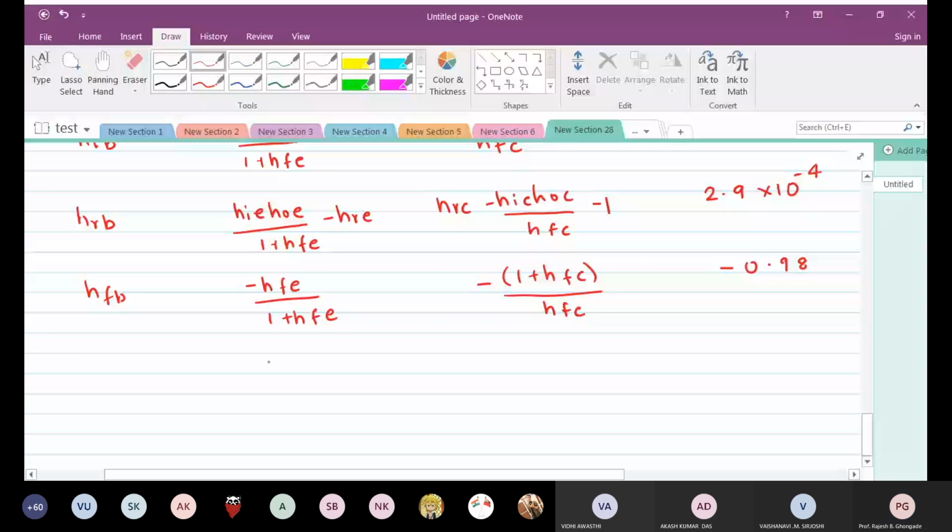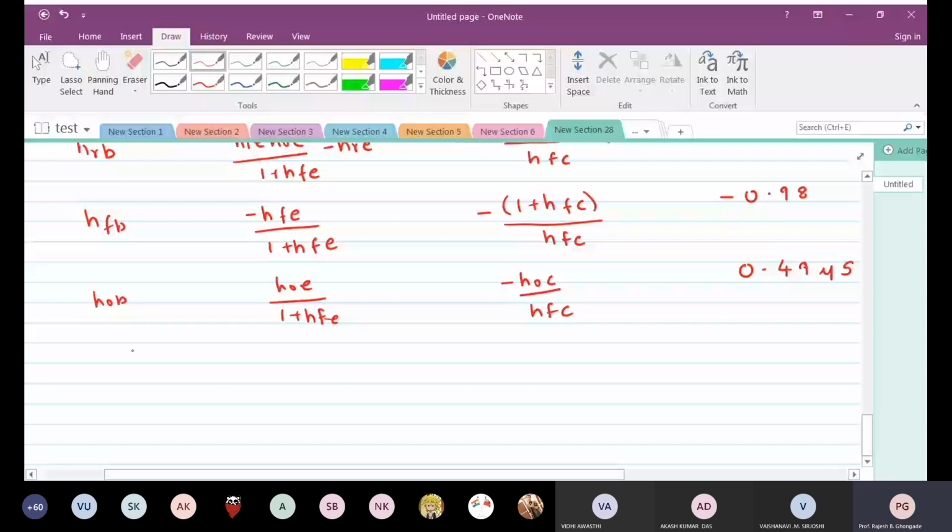HOB is HOE divided by 1 plus HFE. For common collector, it is minus HOC by HFC. The typical value is 0.49 microsiemens. This was for common base.